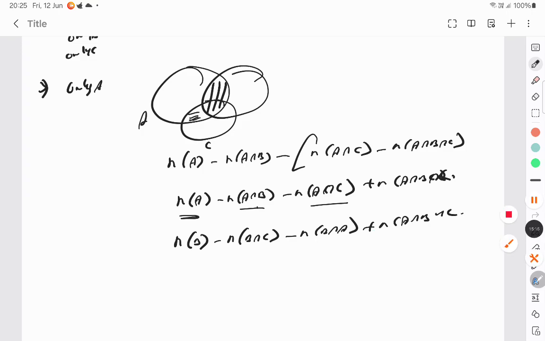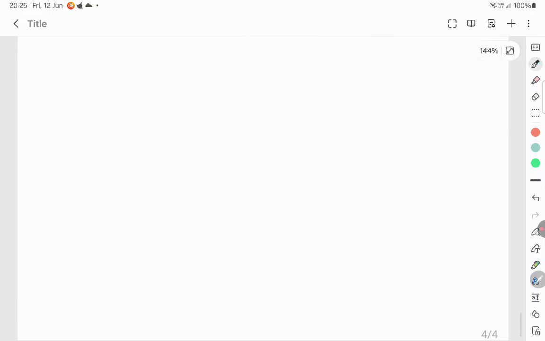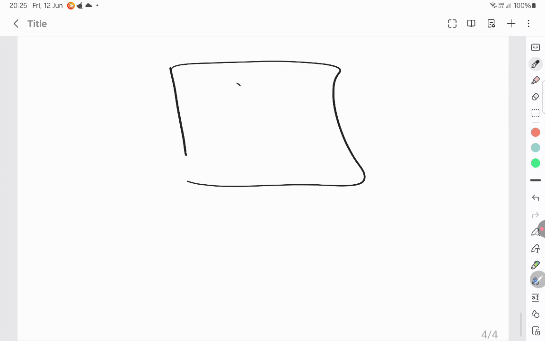Please try some sums that I'm sending as homework. Become confident with these kinds of sums. The word "at least" means union. "At most" means something else as well. There can be sums with a universal set. This is the universal set, and there can be A, B, and C.